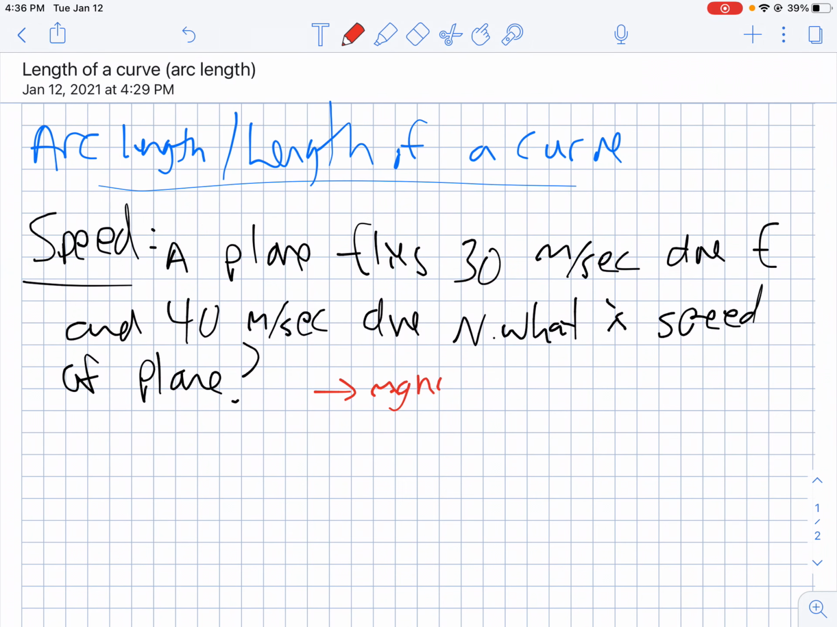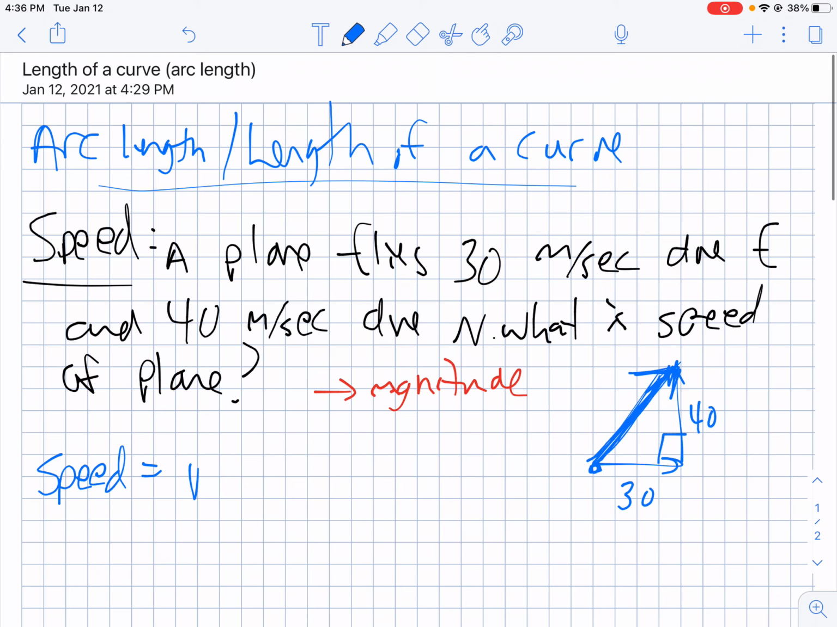Thinking about it graphically, we start here, we go 30 meters per second to the east, and 40 meters per second north. The overall direction that we're going is in this direction right here. The way we find that side length is with the Pythagorean theorem. The speed is the square root of 30 squared plus 40 squared, and you recognize a 3, 4, 5 triangle, so it's 50.